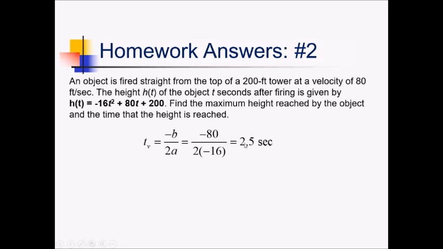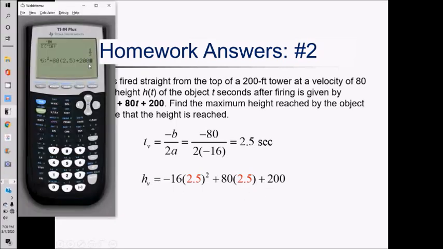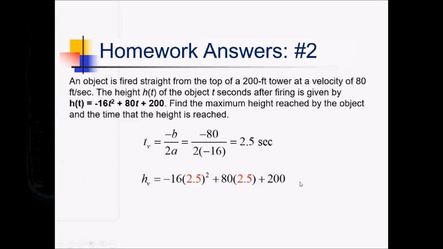Now to find the actual highest height, we have to take this time we just found and plug it into the h function here. So basically finding the y value of the vertex, the output value. So we have all this stuff with 2.5 plugged in for t, and I'm also going to do that on the calculator. Pressing enter, I end up with exactly 300. So that's going to be 300 feet for our max height.